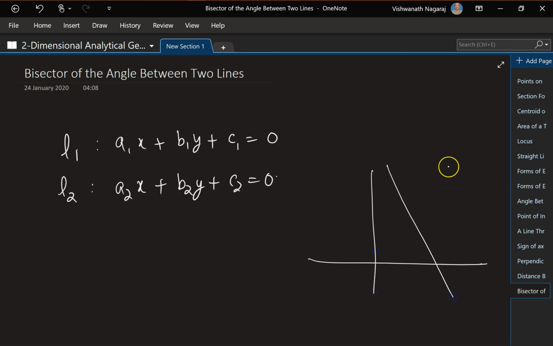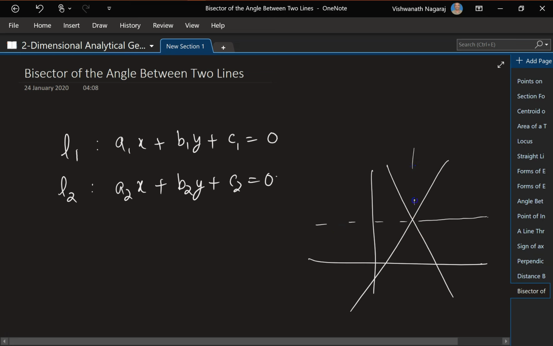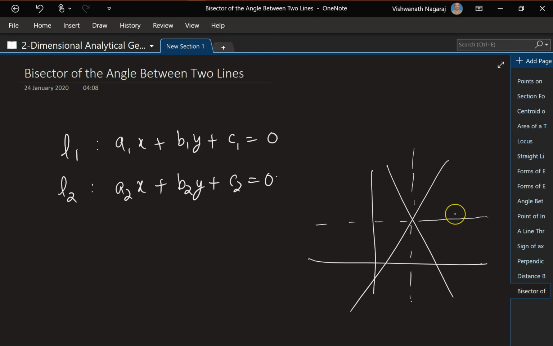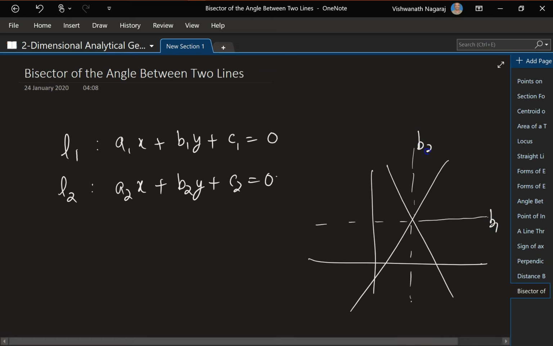Let's say we have two lines. For it to have a bisector, there has to be an intersection point. So let's say this is the intersection. Now there can be two bisectors, right? One is this and the other is this. So what we need is the equation of the bisectors. Since there are two bisectors, most probably it will be some kind of a plus or minus thing. Let's say these are B1 and B2.